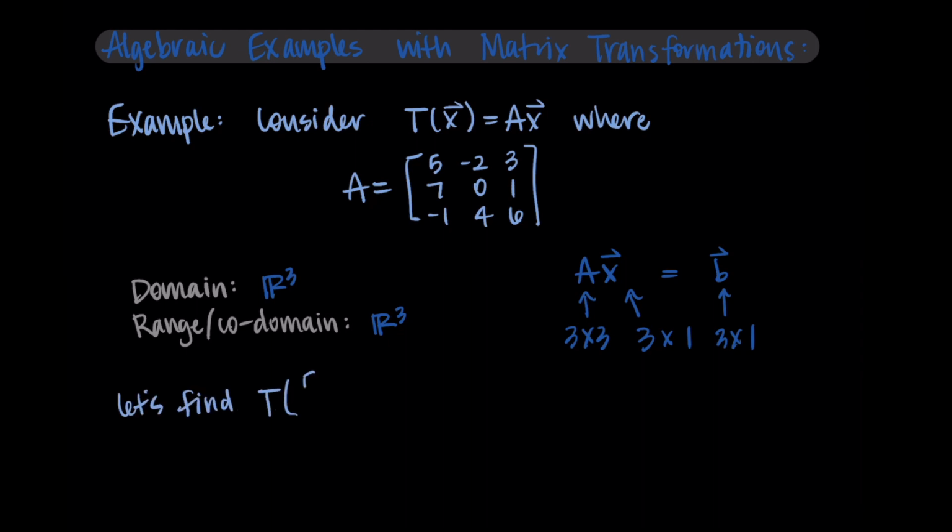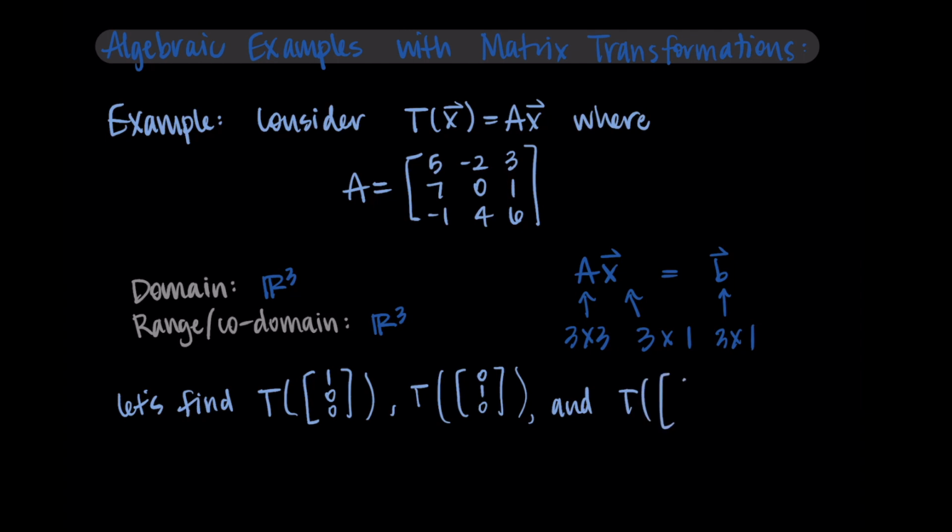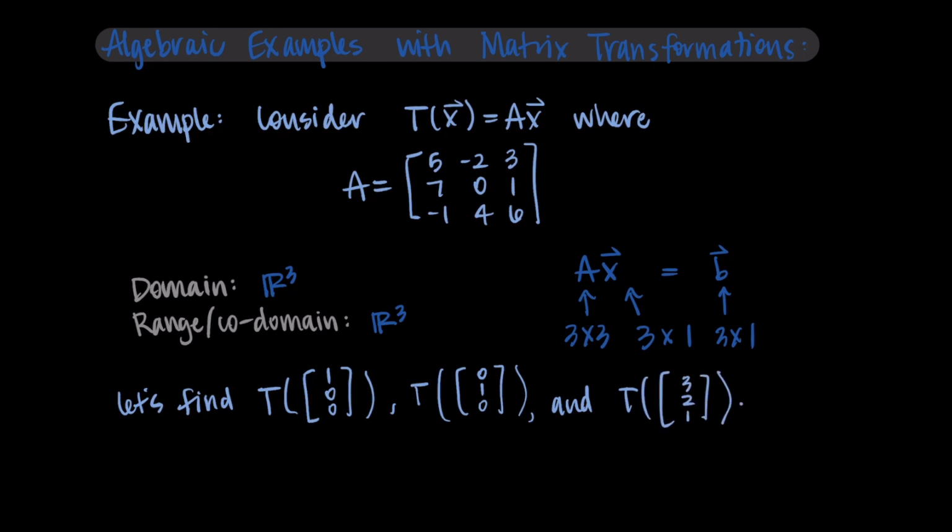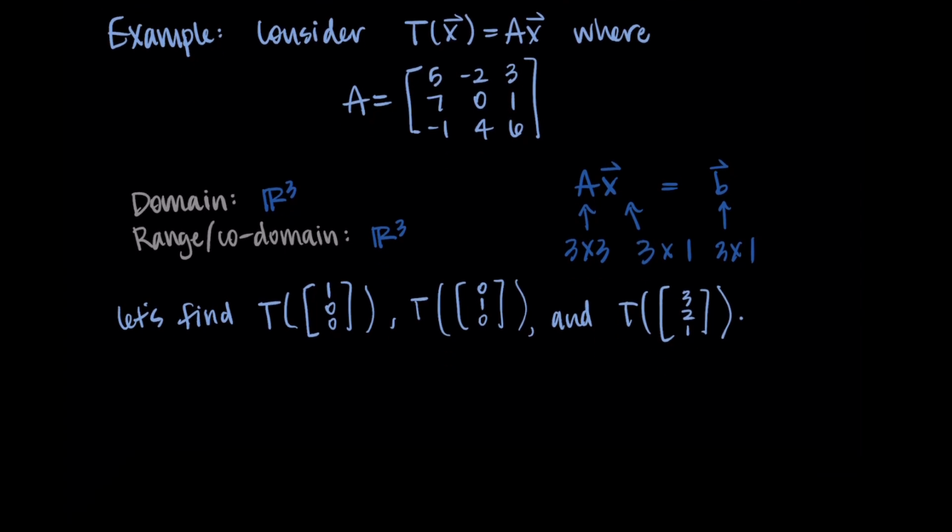So let's try to find T of 1, 0, 0, then T of 0, 1, 0, and lastly T of 3, 2, 1. These first 2 vectors are special vectors that we're going to talk about after this example. Then this last vector is just something I picked, 3, 2, 1.